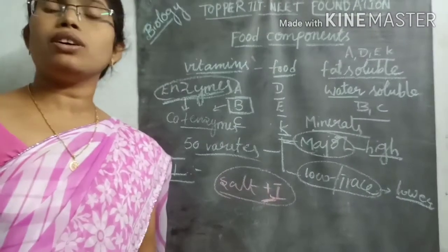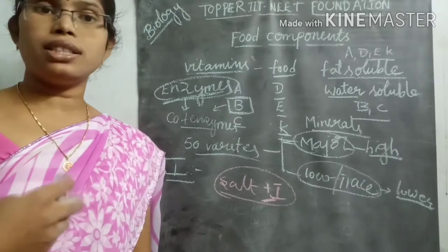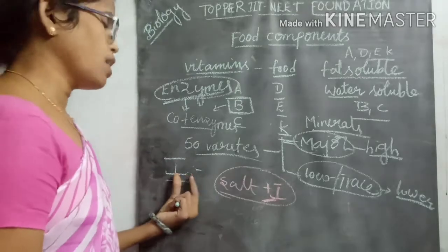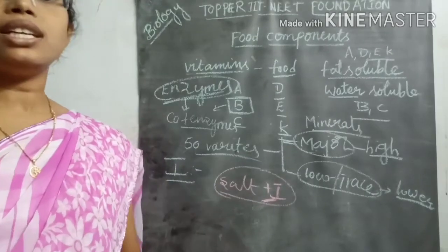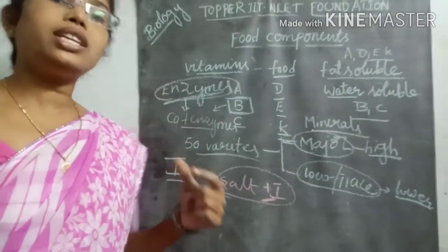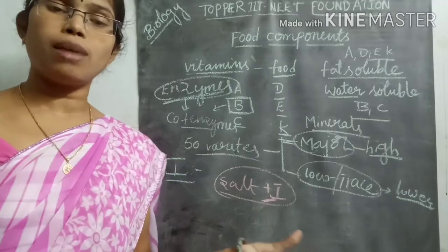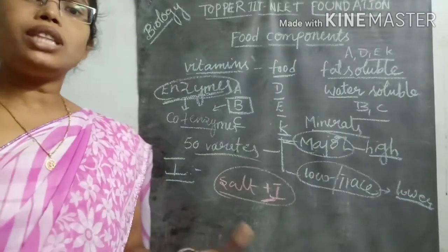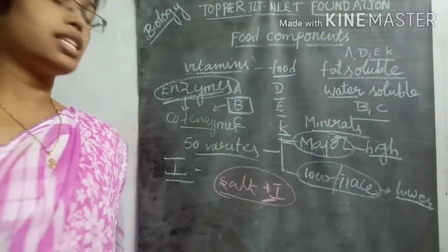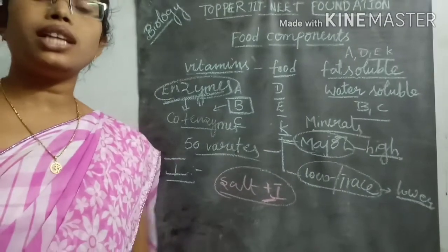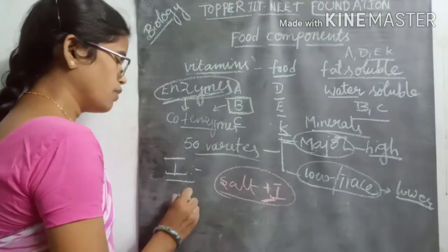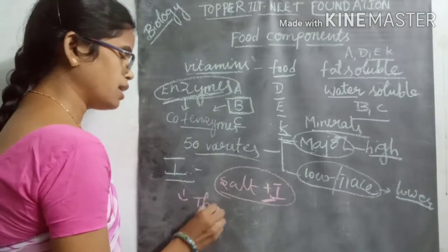So this iodized salt is also mixed with iodine. The main source of iodine present in nature is seafood. By taking seafood, a sufficient amount of iodine is available to our body. Without that, we can obtain it by taking iodized salt with our food materials. This is very important for the production of thyroid gland hormones.